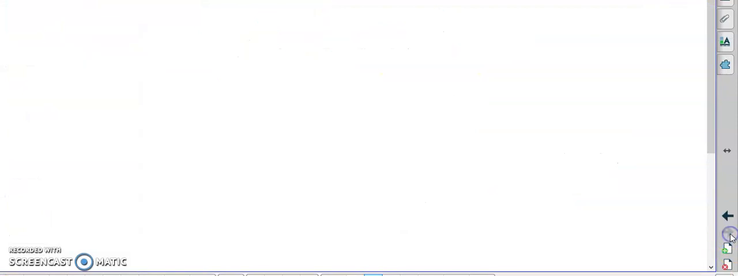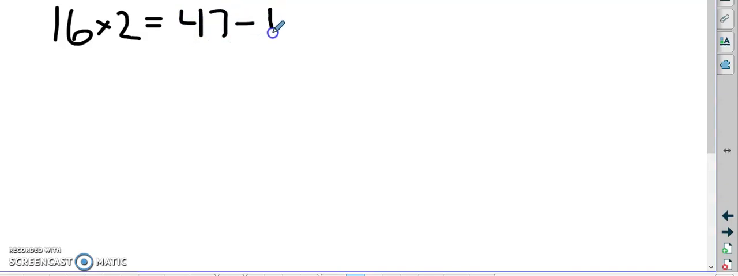Alright, so we have yesterday's turkey roast beef ham written down. So we're just going to work through that first one, that 16 times 2 equals 47 minus 15. You're going to have to work through the rest of them on your own once you know the process. So the first thing we need to do to find out if this is a truth or a lie is we need to solve each part of the equation. So first thing we're going to do is come over here and do 16 times 2.